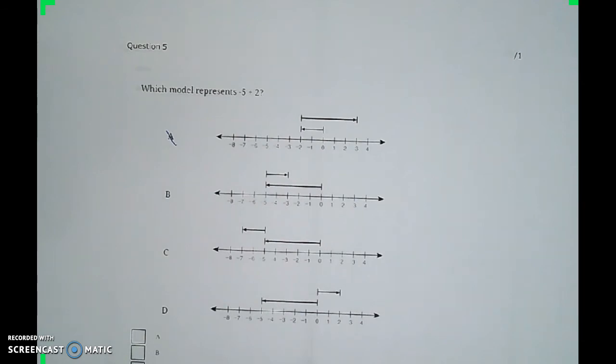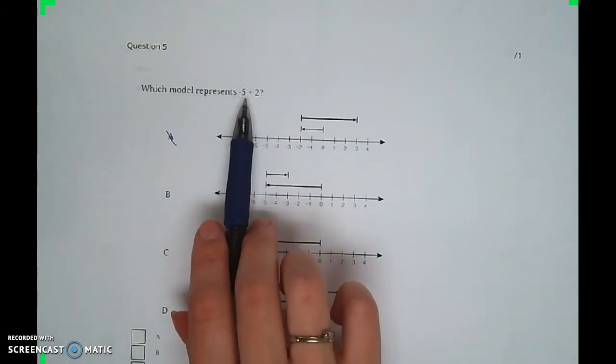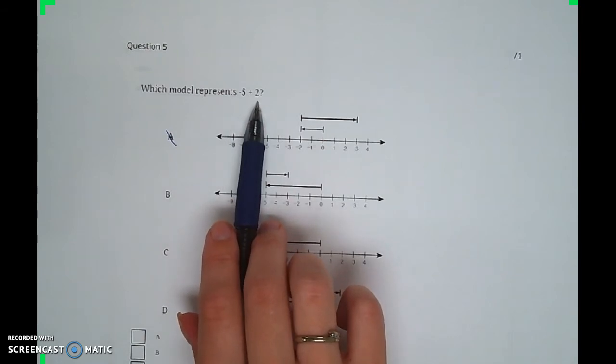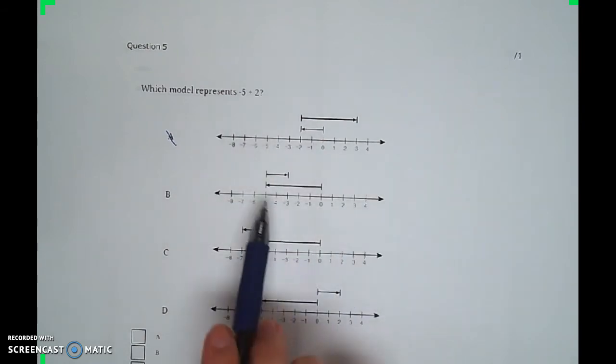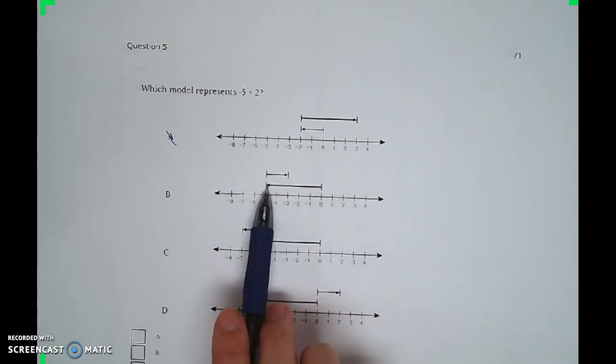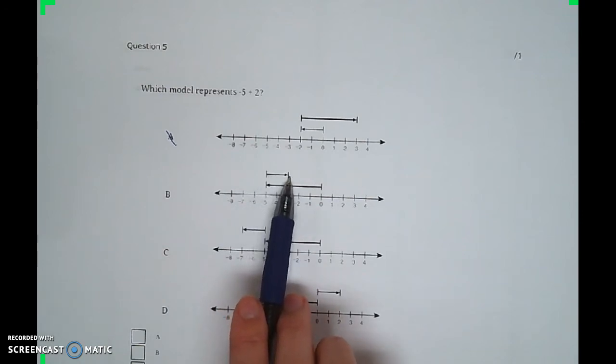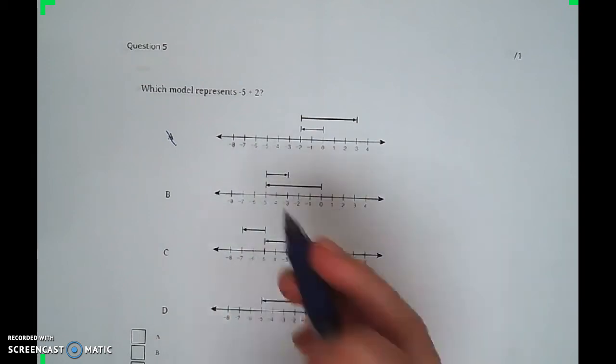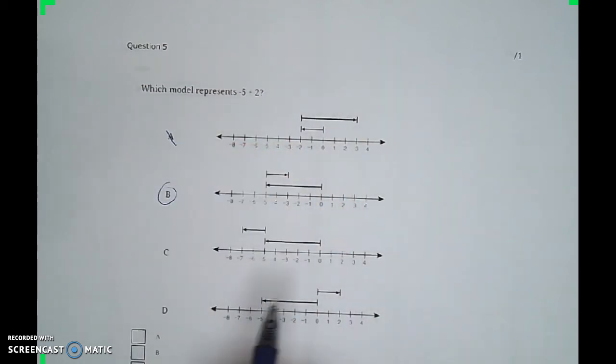Then the next part is we are going to continue, but this time we're going to go in the positive direction 2. Now we want to continue on from the point that we stopped at. So since we just went to the left 5, now we want to go to the right 2 from that spot. So this one looks like it's going to be our answer, but let's check our other ones.